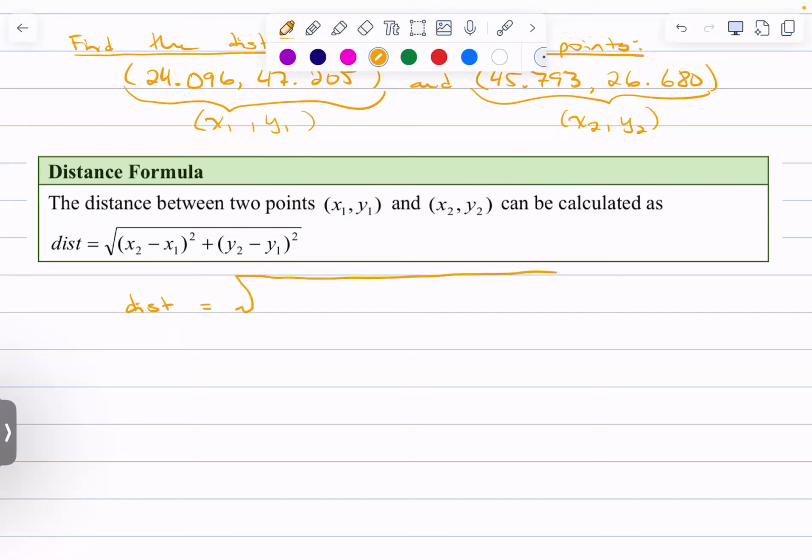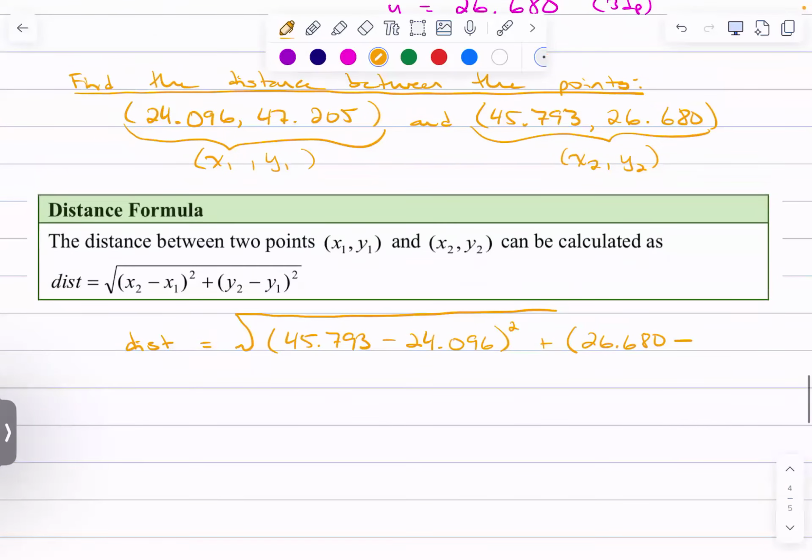So x2 is 45.793 minus x1, which is 24.096. Square that, plus y2 is 26.680 minus y1, which is 47.205, squared, and then don't forget that square root.